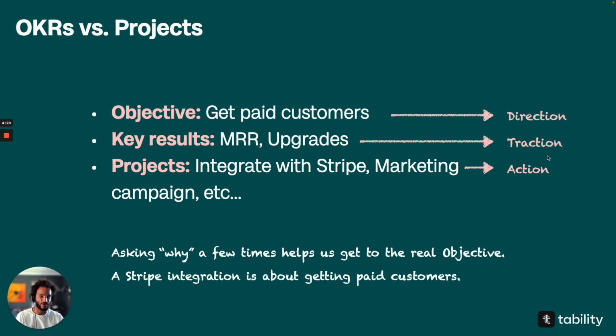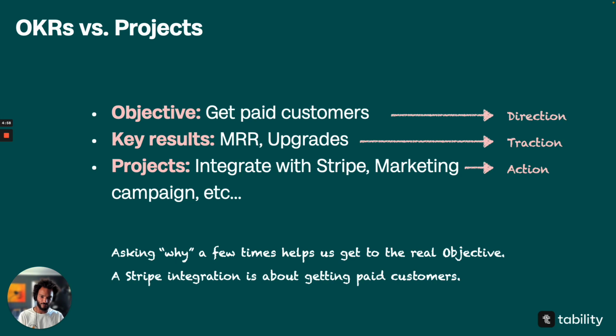Now it becomes easier for us to track that, to understand mid-quarter, have we made some significant progress toward getting paid customers? And that's because we can just look at how much revenue we have. We can look at the number of upgrades, or we can also look at leading indicators like, how many people are starting a trial with us. And then in this model, the Stripe integration is just one of the things that we can do to get paid customers.